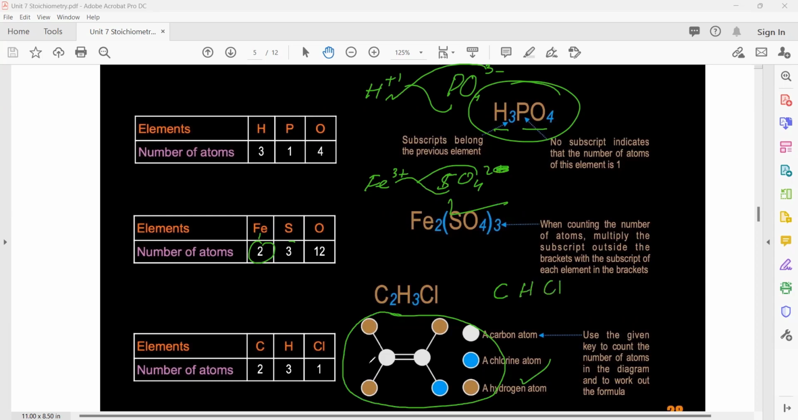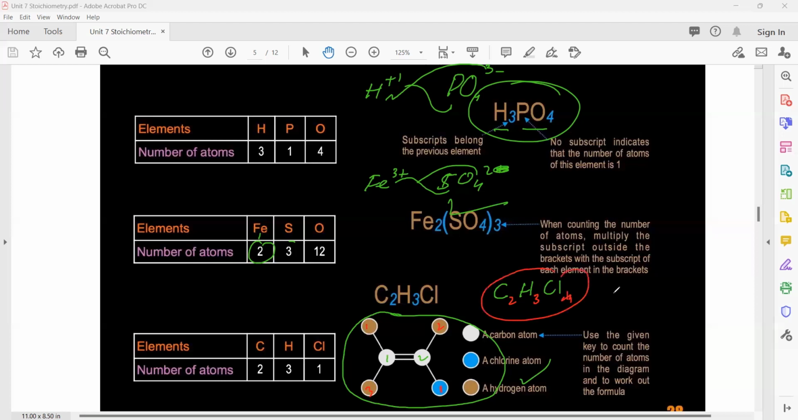Then you will count them. How many carbons do you have? The white one is carbon: 1 carbon, 2 carbon. So you write 2 here. Now how many hydrogen? Hydrogen is this brown one: 1 hydrogen, 2 hydrogen, 3 hydrogen. So 3 comes here. Then the blue one is chlorine. How many? 1. So this is the formula.